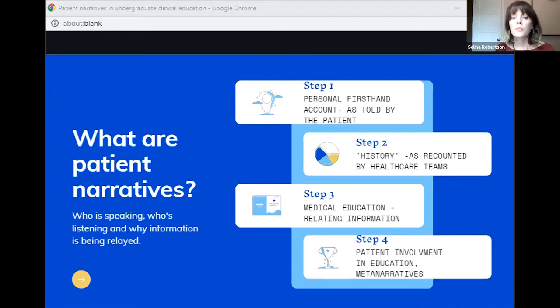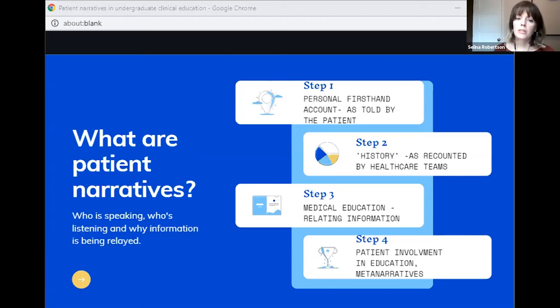So in its most fundamental form, a patient narrative is that personal first-hand account as told by the patient. And I was lamenting that we might not have patient representatives with us in the audience today, but then it occurred to me that we could reflect on this ourselves and consider our own experiences of patients, which at some point in our lives we all have had or will have. So that was the first step.